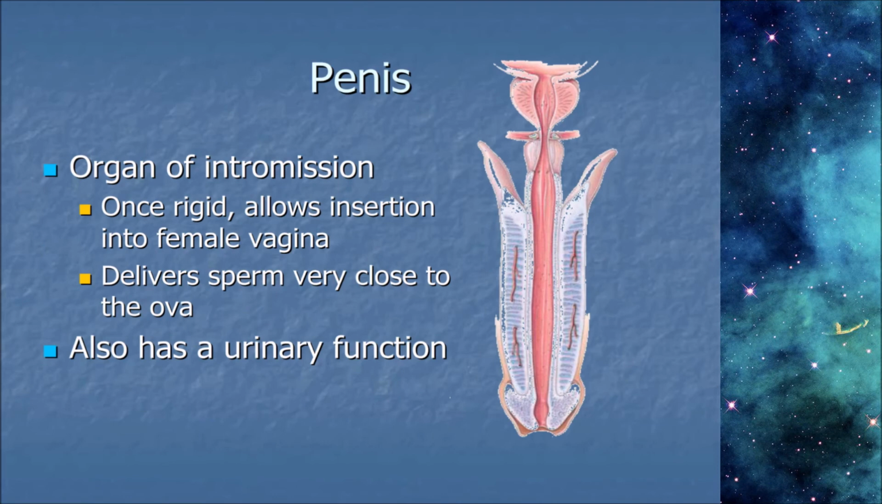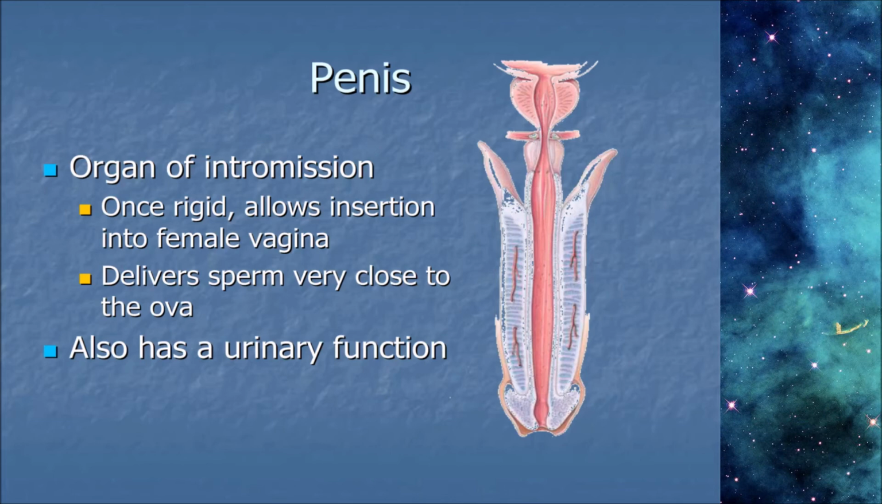Okay, so now we get to the most conspicuous male reproductive organ, the penis. The penis is an organ of intromission. Now, if you don't know what that means, you might want to look it up. In this case, intromission is not the time between the first half and the second half of a movie. Intromission is actually the act of putting the erect penis into the vagina.